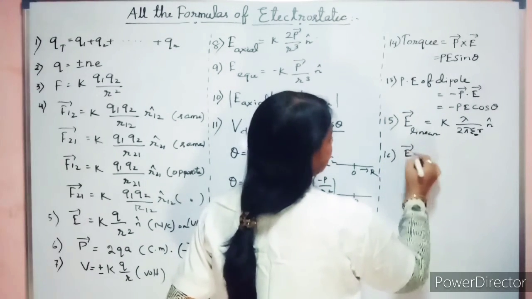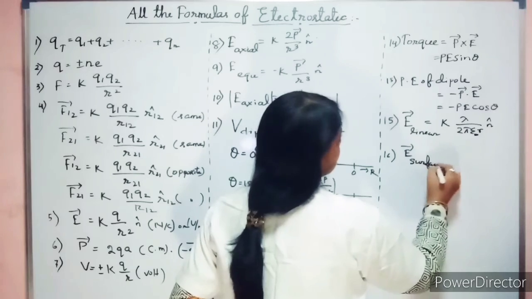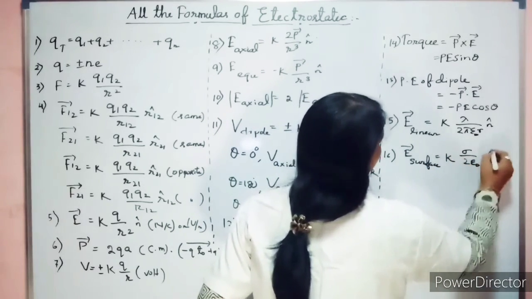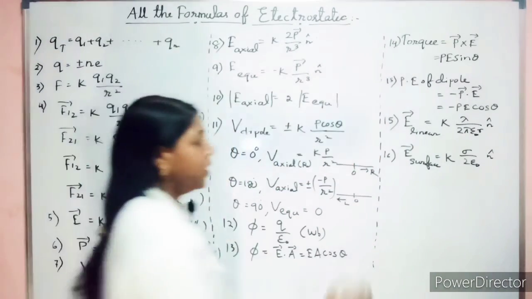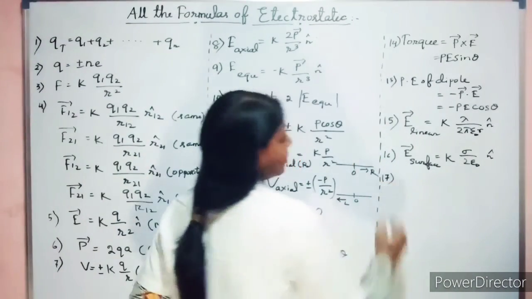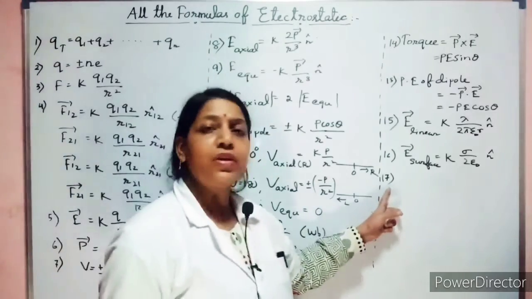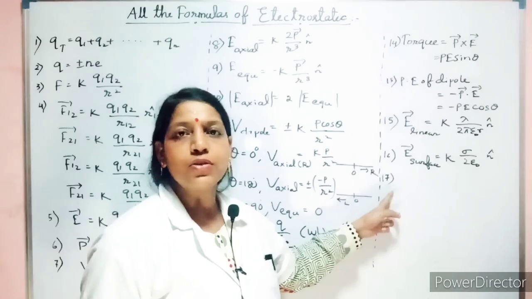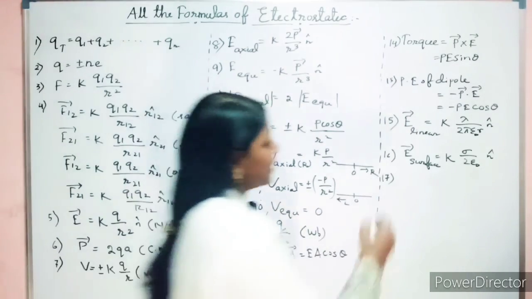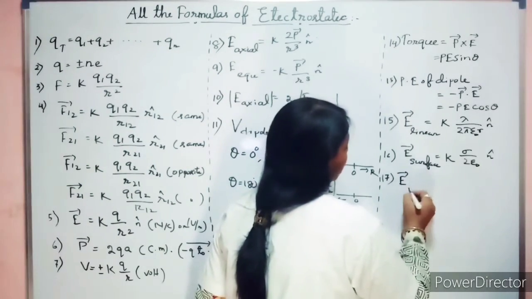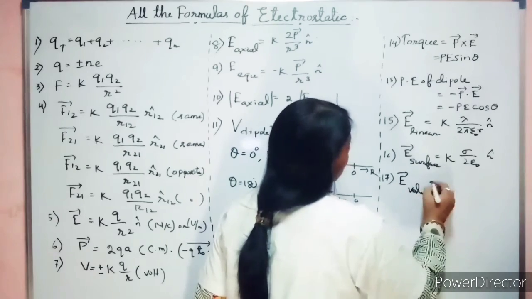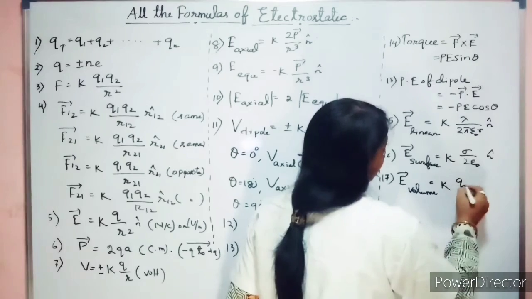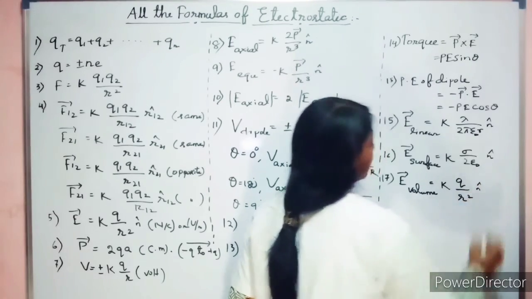Another is the electric field due to the surface charge distribution, it is kσ by 2ε₀ n cap. Fine. And this has just been removed from your CBSE syllabus, but it is applicable for other state board students or JEE and NEET students. So I am mentioning it. For the electric field of the volume surface, it is nothing but your same kQ by R square n cap.